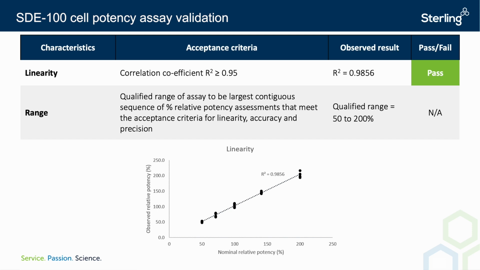I'm now going to go through the validation of the assay, which was performed according to ICH guidelines for a phase 1 validation. This slide shows the results for the linearity and range of the assay. For linearity, we had statistically significant correlation between nominal and observed relative potencies for all assessments between 50 and 200% relative potency. Accuracy and precision of all data points between 50 and 200% also passed acceptance criteria. These are shown on the next slide, meaning that the assay has a validated range from 50 to 200%.